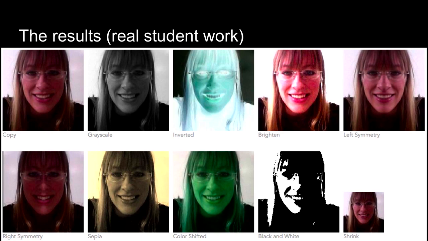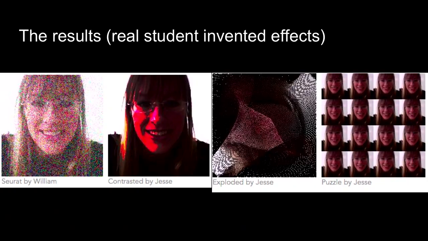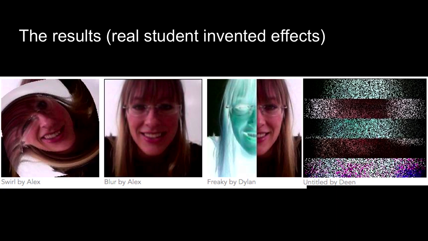This is, I think, Jacob's work. So yes, they took my photo and were able to make all of these effects for it. And then when it came to inventing their own effect, they certainly did not disappoint. Here are some samples. They did it in the style of the artist George Seurat. They contrasted it, then they just blew up my face and then tiled it. Someone else swirled it, blurred it, did this sort of half skeleton thing.